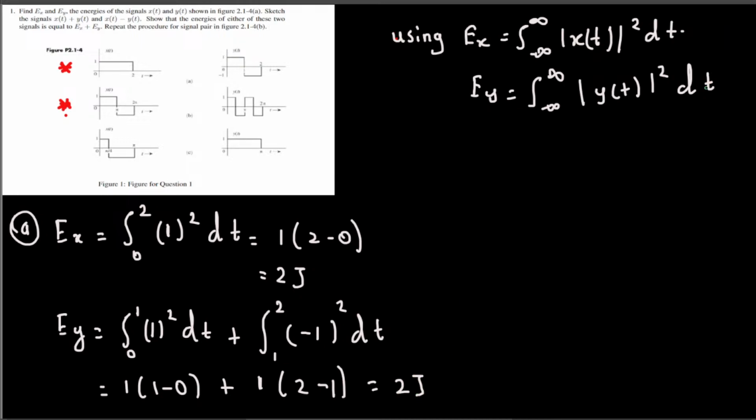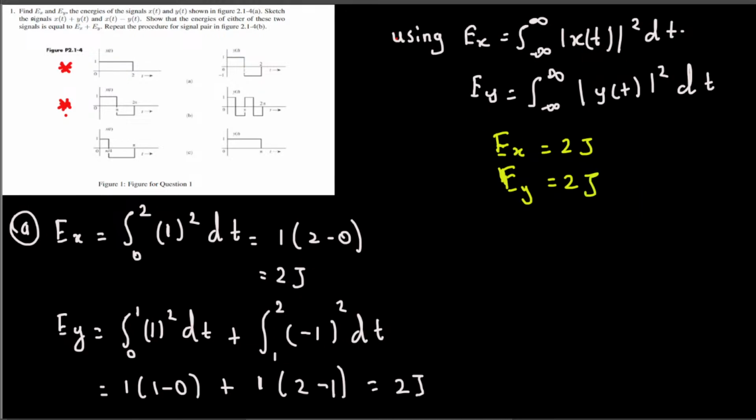So let's continue here. We are getting Ex equal to 2 joules and Ey equal to 2 joules. Let's write that: Ex is equal to 2 joules, Ey is equal to 2 joules. This is the energy.